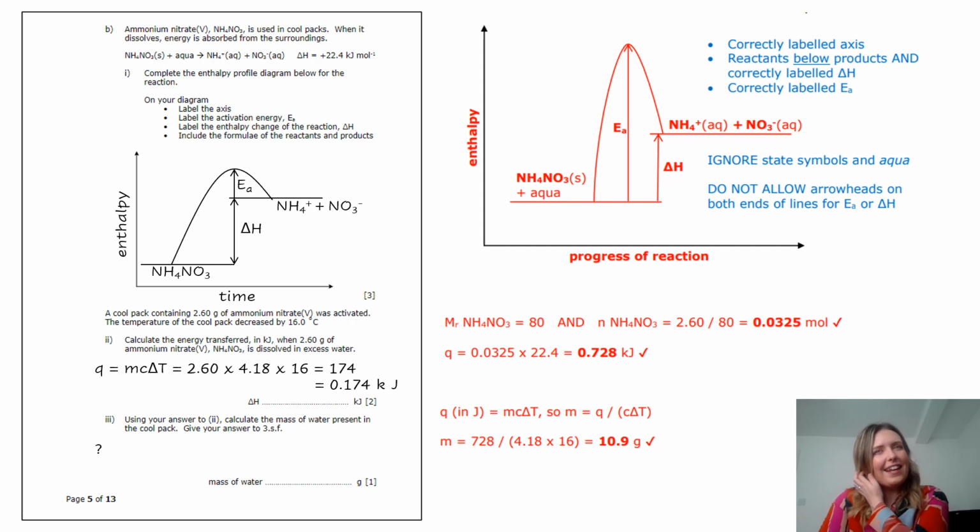So the next page, this is drawing an enthalpy profile. If you're asked to draw an enthalpy profile, there's a high chance that it's going to be for an endothermic reaction because they are more complicated to draw than an exothermic reaction. So 3 points for this enthalpy profile.